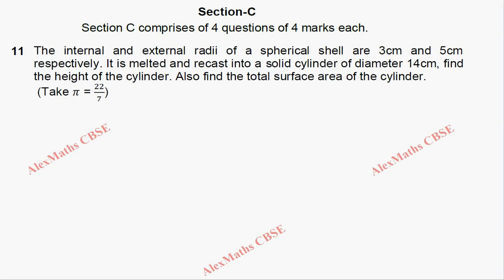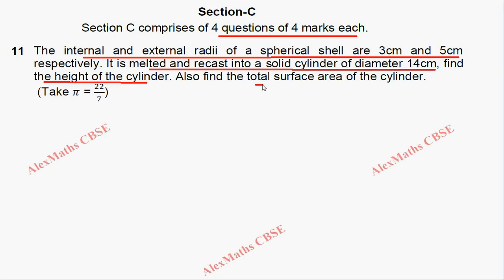Next part is section C. We have 4 questions of 4 marks each. Question number 11. The internal and external radii of a spherical shell are 3 cm and 5 cm. This is melted and recast into a solid cylinder of diameter 14 cm. We have to find the height of the cylinder first, then the total surface area of the cylinder.